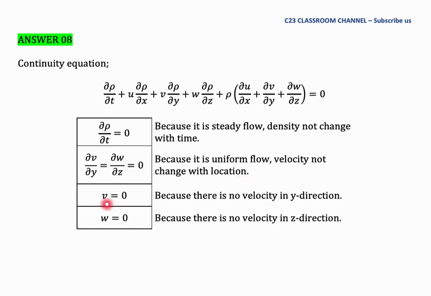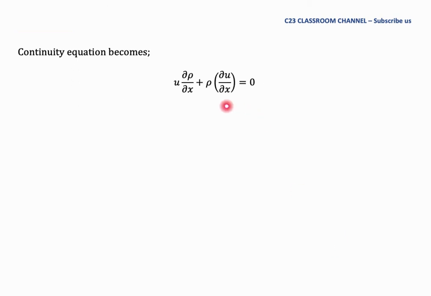And the velocity of v and w here is equal to 0 because there is no velocity in the y and z direction. So we substitute all the assumptions here in this continuity equation. We could simplify it as this one as our final continuity equation for that situation.